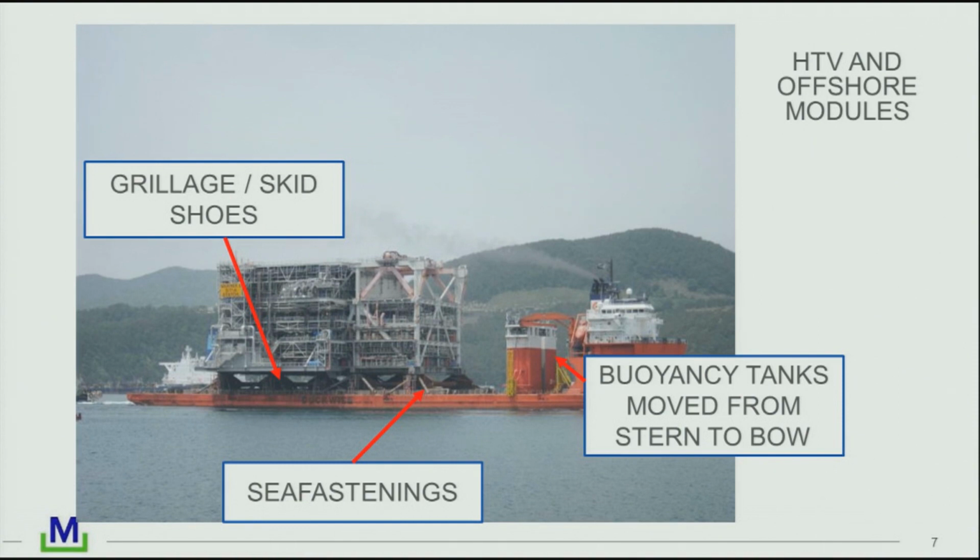This shows another heavy transport vessel where these buoyancy tanks, which would be at the stern for a float on, float off, have been moved up to the bow to be clear for the loadout operation.